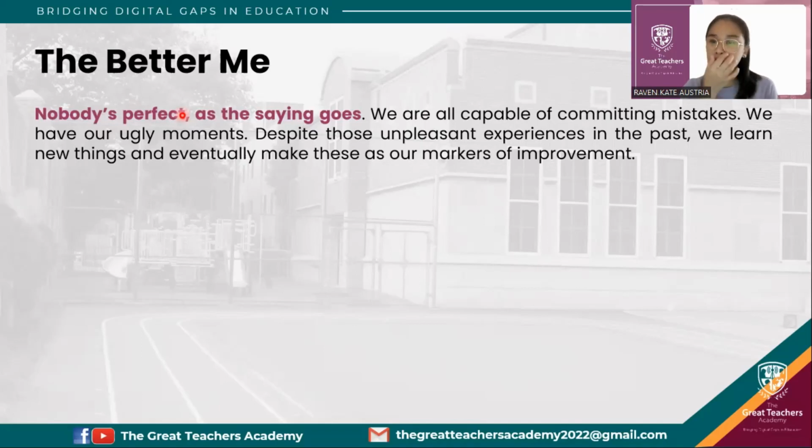markers of improvement. Ibig sabihin, after nating magkamali at after nating ma-realize yung pagkakamali natin, hindi na natin to uulitin sa susunod pa. Okay? Bagkus, ito yung magiging palatandaan na, uy, kapag ginawa mo to, meron kang maapektuhan. Na, uy, kapag ginawa mo to, meron kang masasaktan. Na, uy, kapag ginawa mo to, hindi ba't hindi ka natuto? So, again, we are capable of committing mistakes, but it doesn't mean na hindi tayo pwedeng mag-improve. These mistakes are markers of improvement.